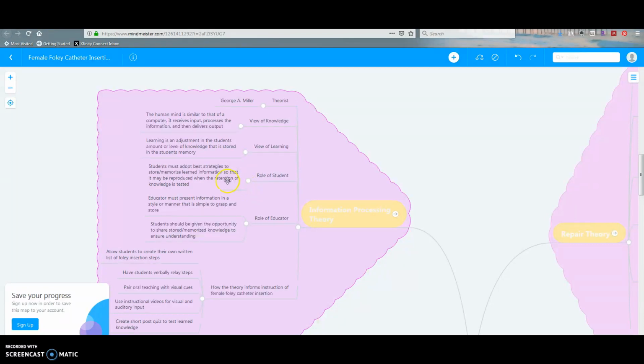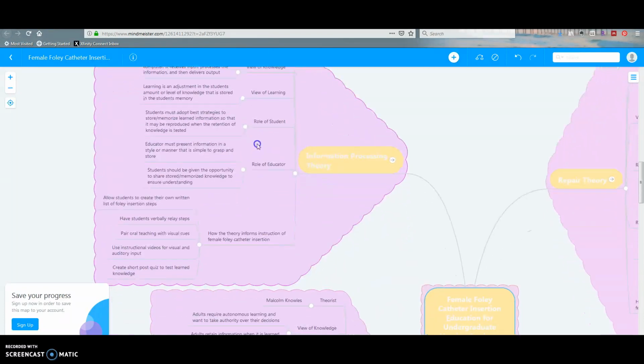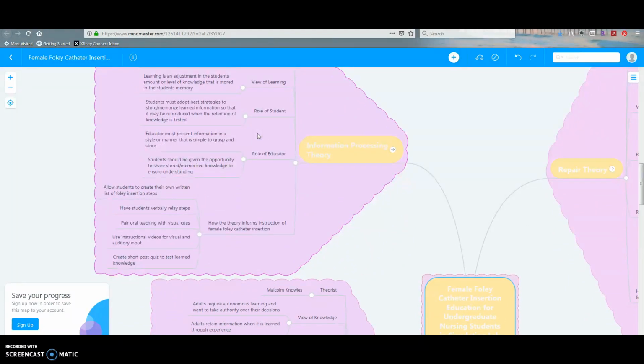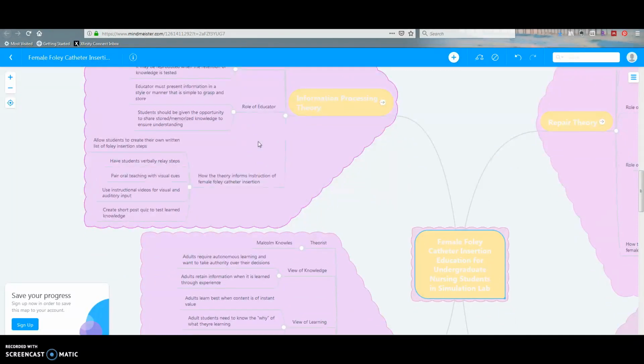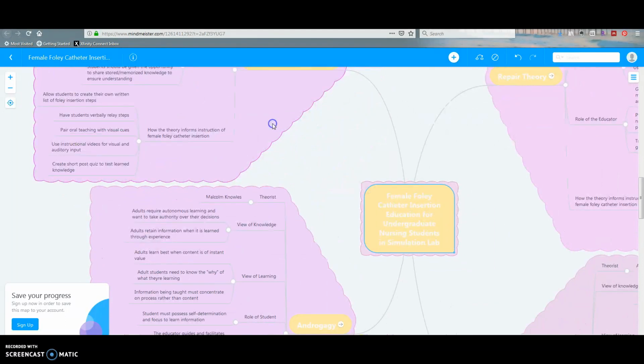The role of the student, right, is to optimize those strategies for storage and retrieval, right? So storage and retrieval is very important, right, for knowledge in this particular theory. And students, from the educator's role, should work in educational environments that are most supportive of that storage and memorization processing type of environment, right? So ways in which that information can be extracted and then integrated, right, into the mind. Sort of like the central processing unit of a computer.